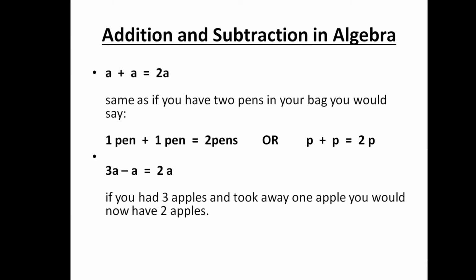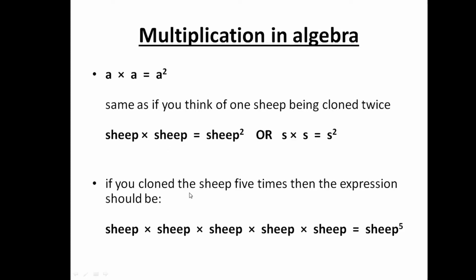Here we have addition and subtraction in algebra. So if you have A plus A, that would give us 2A. The same as if you were to say you had 2 pens in your bag, you would say 1 pen plus 1 pen will give you 2 pens, or P plus P will give you 2P. The same idea. Now look at it. If you have 3 apples and you took away 1 apple, you would now have 2 apples. And that way, you could write it like this: 3 apples minus 1 apple will give you 2 apples.